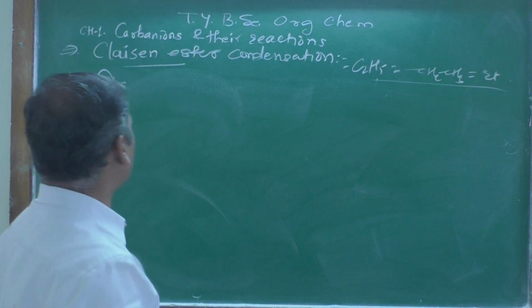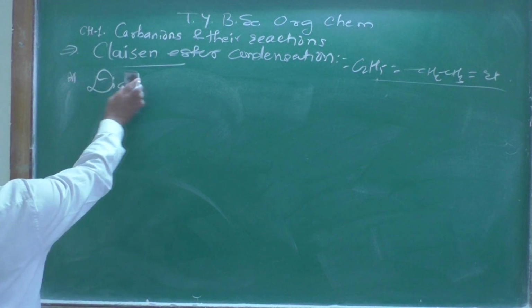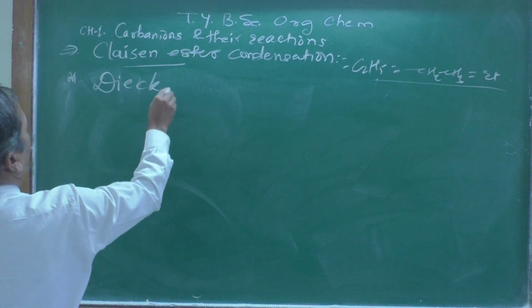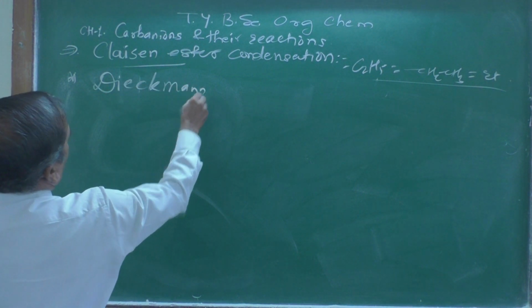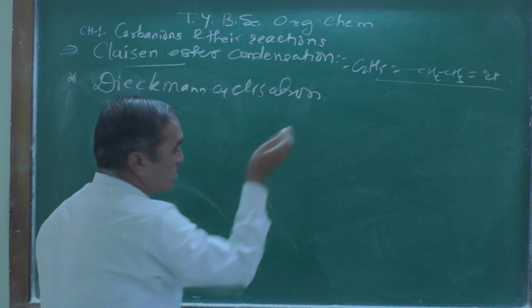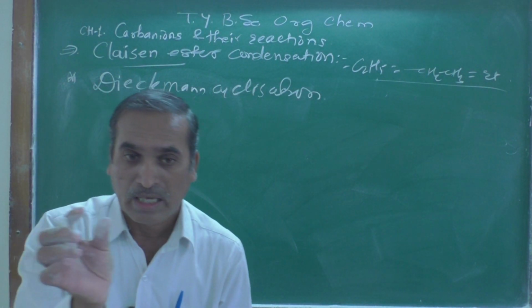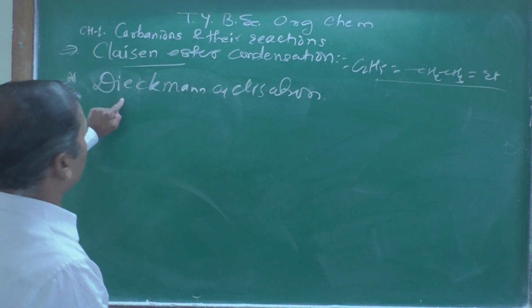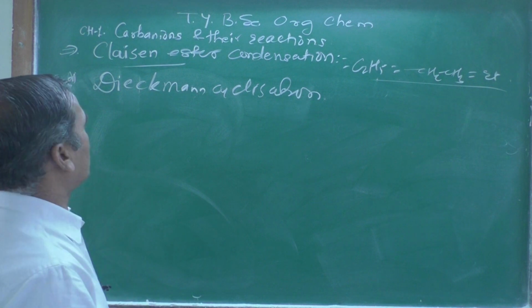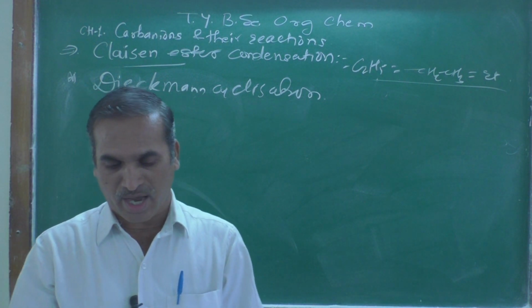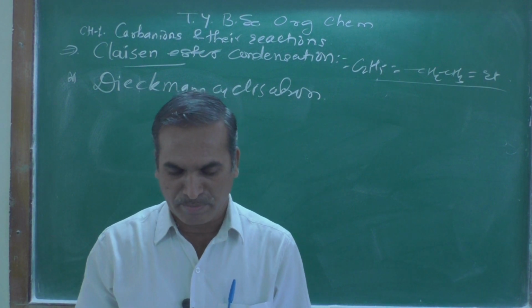D-I-E-C-K-M-A-N-N, Dieckmann cyclization. This is nothing but an intramolecular Claisen ester condensation. Dieckmann cyclization is nothing but an intramolecular Claisen ester condensation reaction. You have to remember this.